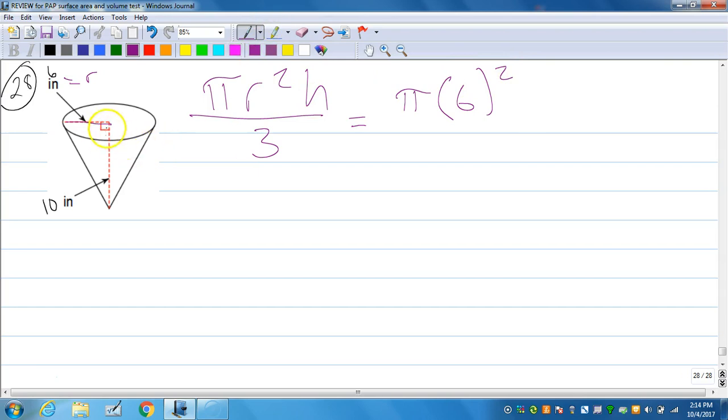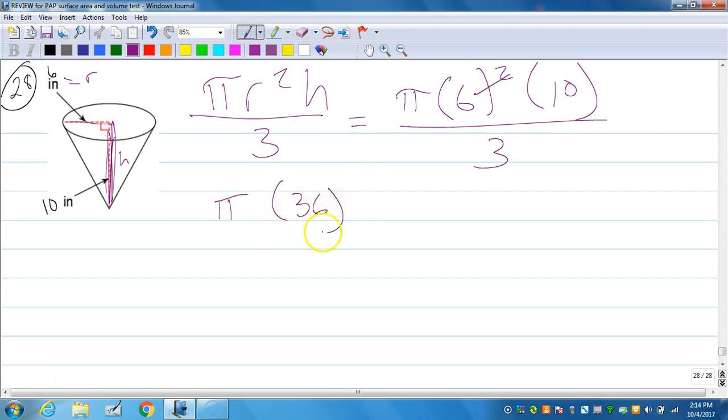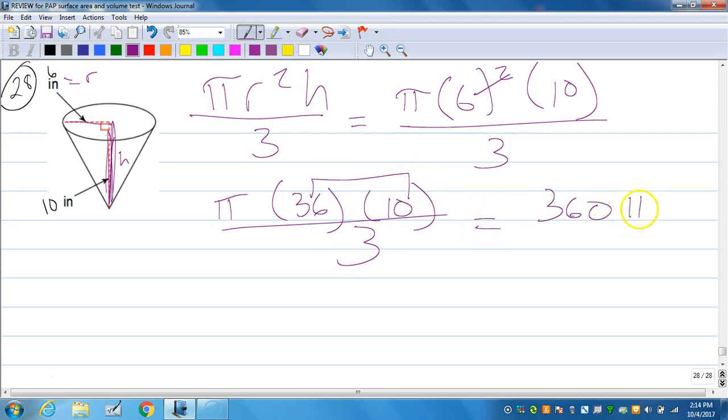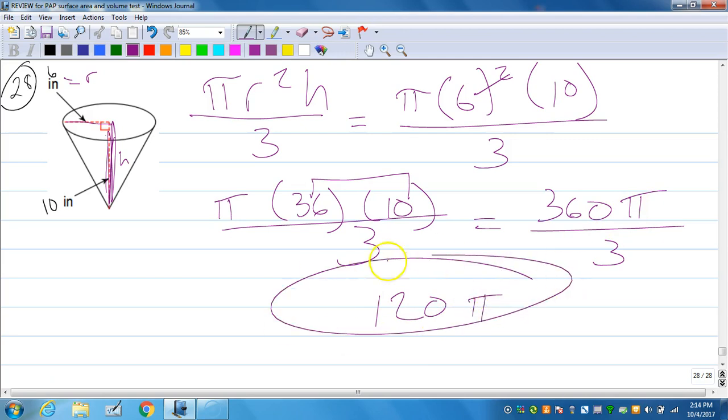How tall is this cone right here? That is the height. So it's 10, divided by 3. I'm going to leave pi alone because we have to leave it alone. 6 squared means 6 times 6, which is 36, times 10, and then divided by 3. 36 times 10 is 360. Bring the pi symbol, divide 360 by 3, and it's 120. Bring the pi symbol.